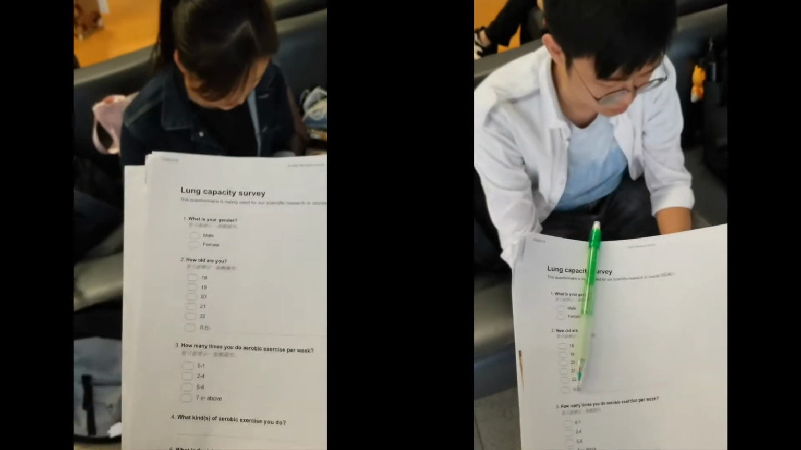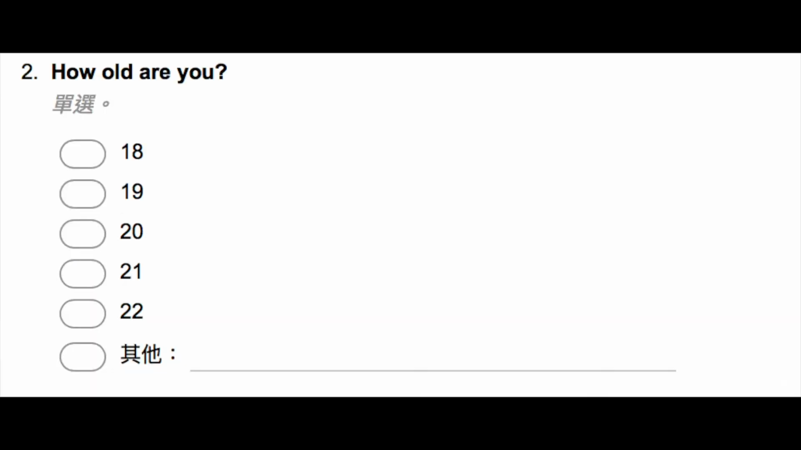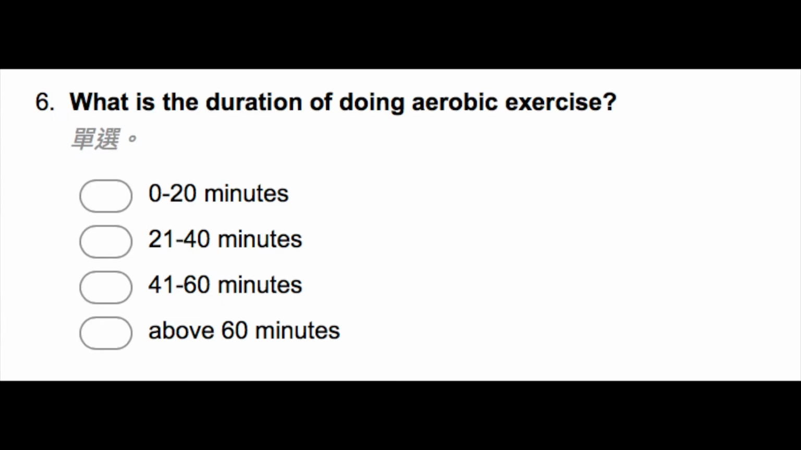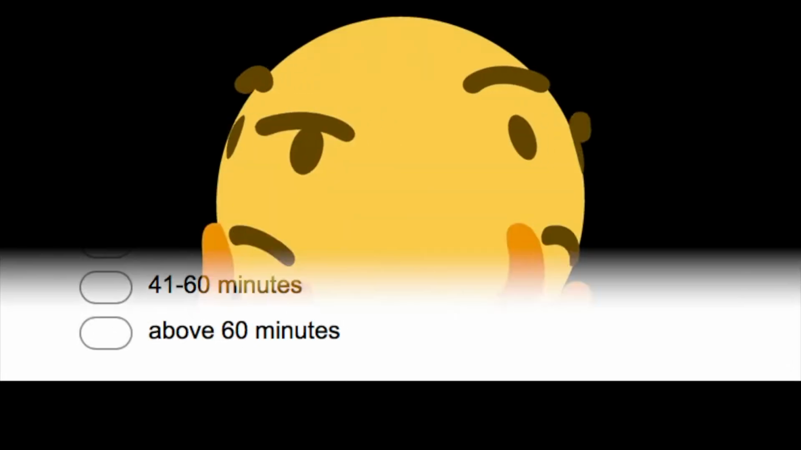Okay. Secondly, we developed a questionnaire and distributed it to the 20 participants to collect their personal information, including their genders, ages, what types of exercise they do, and the duration of their exercise. These questions were chosen because the answers are determining factors that may influence lung capacity.